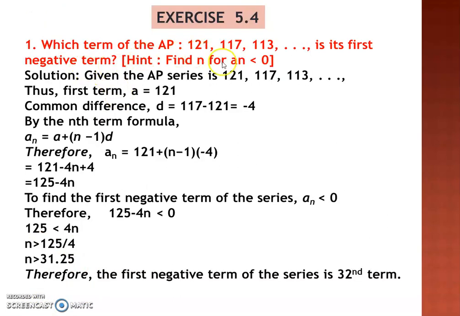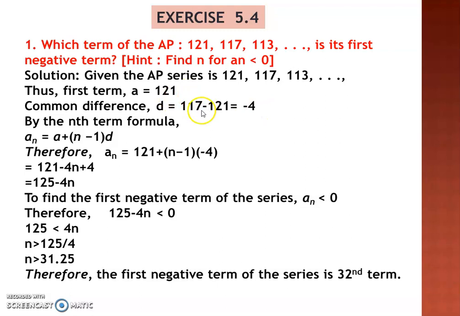Which term of the AP is its first negative term? First negative term means which term is less than 0, that is what you have to find out. So the AP is 121, 117, 113 and so on. It is a decreasing AP. So when will you reach a negative term? After how many terms is what you have to find out.